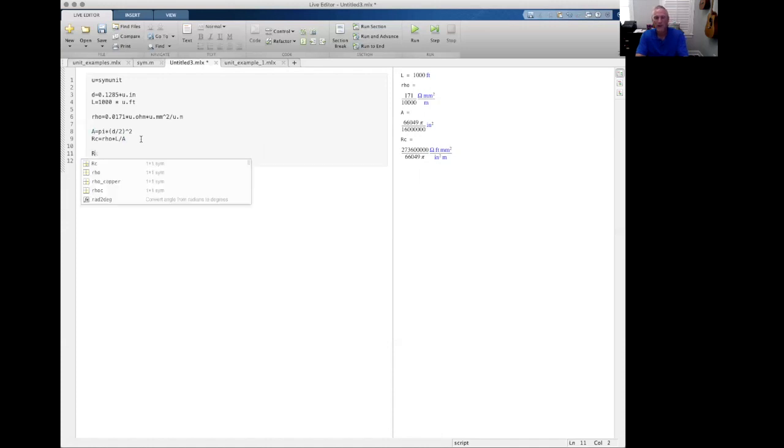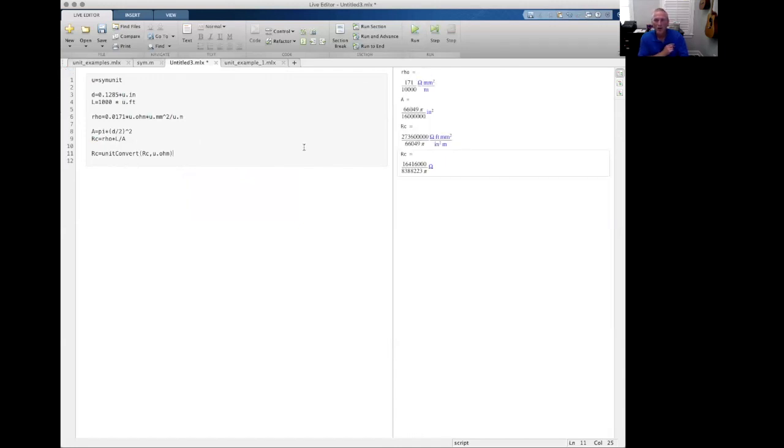So what I'm going to do next is say unit convert, okay? And what I'm expecting is my answer to be in ohms. So I can do u dot ohm. And if everything is working right, it should give me the answer in ohms. And in fact, it does, okay?